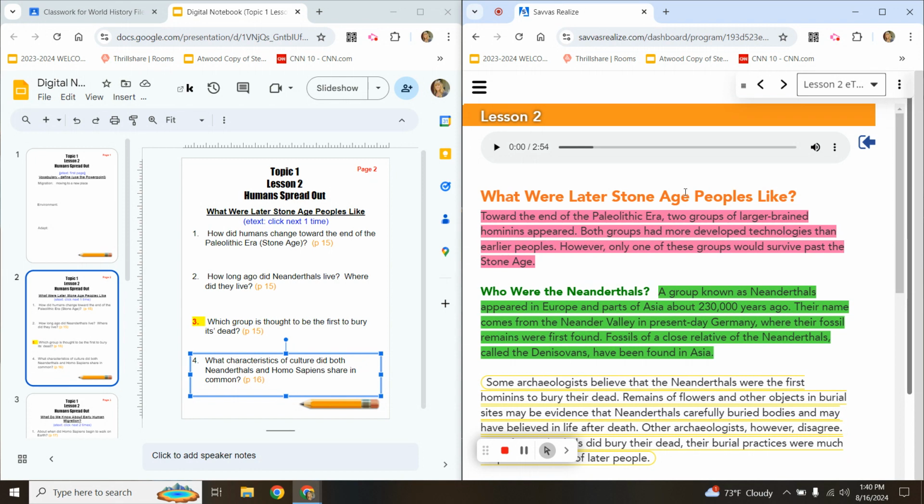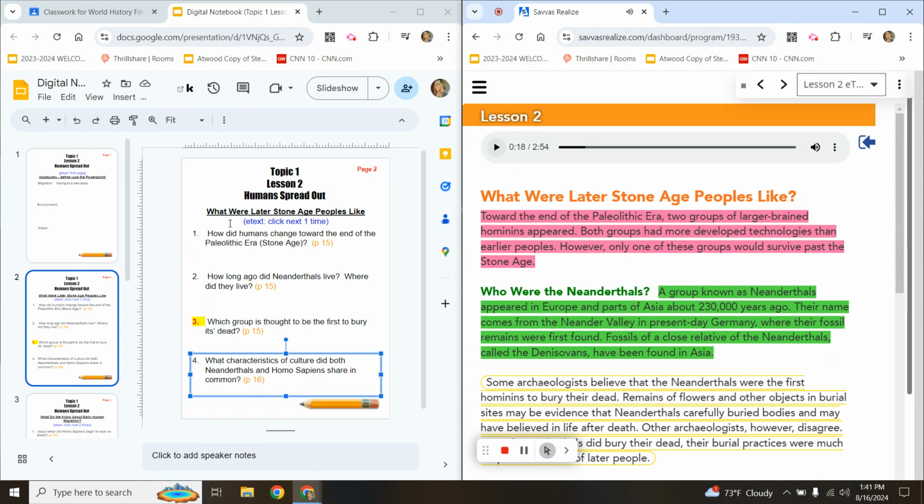What were later Stone Age peoples like? So look for the answer to number 1 while you are listening to this paragraph. What were later Stone Age peoples like? Toward the end of the Paleolithic era, two groups of larger-brained hominins appeared. Both groups had more developed technologies than earlier peoples. However, only one of these groups would survive past the Stone Age.